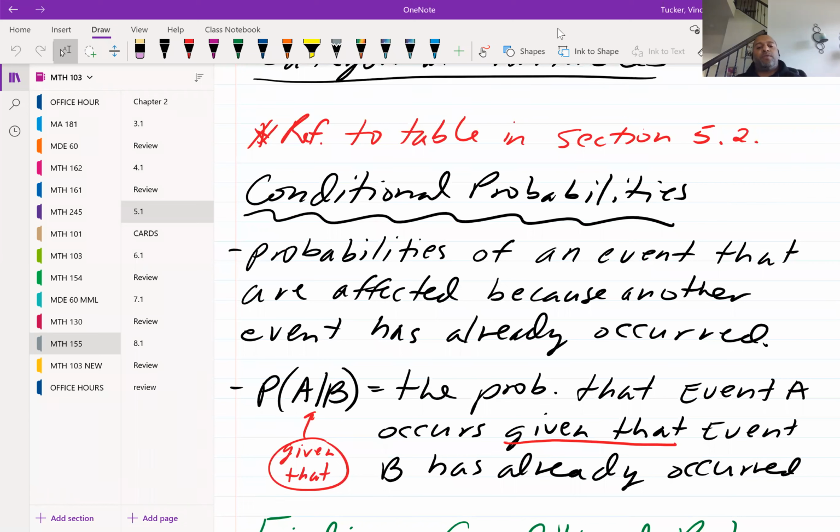So we have symbolism for it. Probability that A occurs given that B has already occurred. That's the symbolism. That line just represents "given that." So the probability that event A occurs given that event B has already occurred.